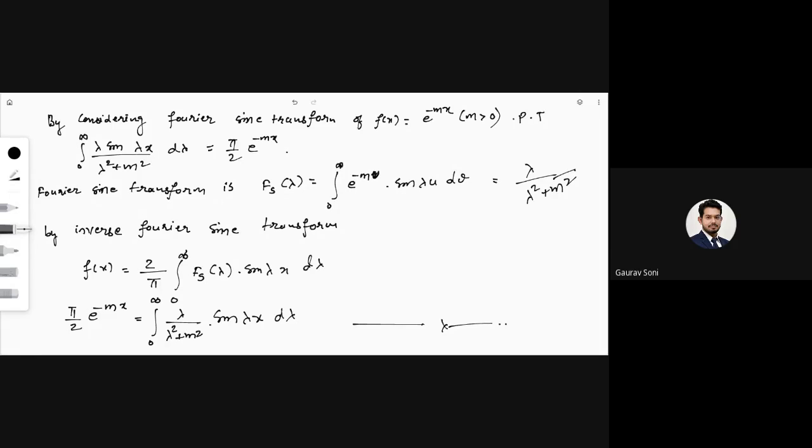So I will give you a homework over here. By considering the Fourier cosine transform of f of x, show that integral zero to infinity cos lambda x by lambda square plus m square d lambda is equal to pi by 2m. Do this.